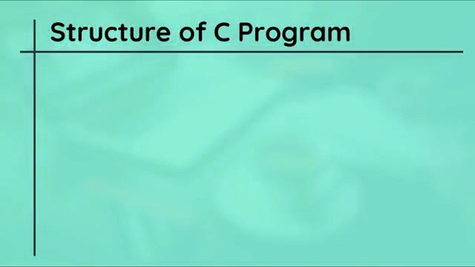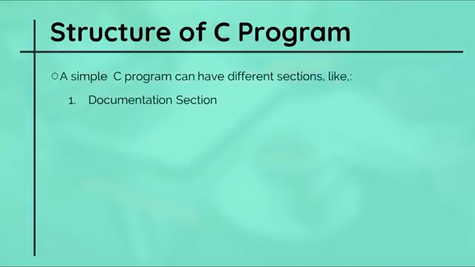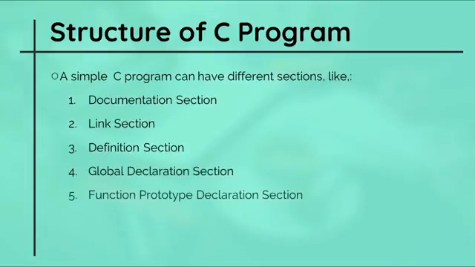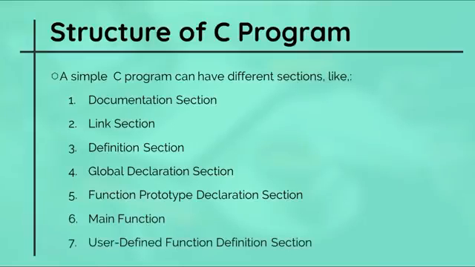Executing a basic C program is very simple. All you have to do is code, compile and run, and you will get the output. But to code a C program, you must know about the structure of a C program to get the desired output. A simple C program can have different sections like a documentation section, link section, definition section, global declaration section, function prototype declaration section, main function and, at last, user-defined function definition section.